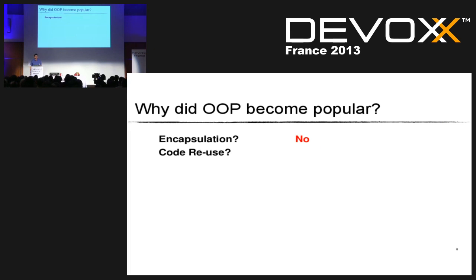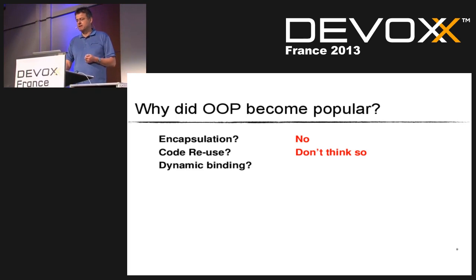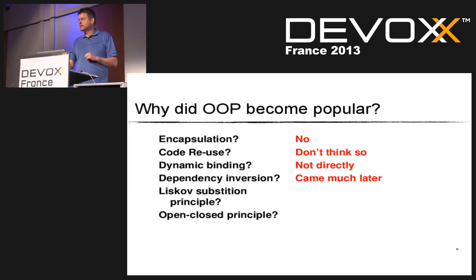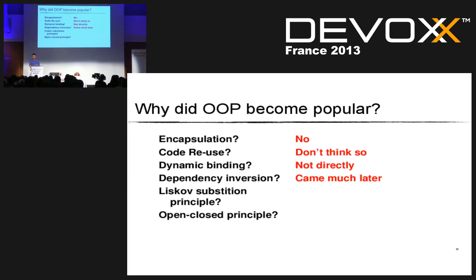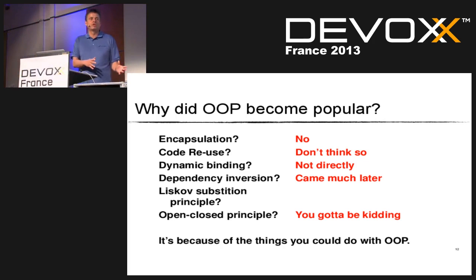Was it maybe because of encapsulation? No. Code reuse? Don't think so. Dynamic binding? Well, maybe indirectly, I'm going to get to that. Dependency inversion? Liskov substitution principle? Open-closed principle? No, you've got to be kidding. It's because of the things you could do with object-oriented programming. There were certain things you could do with OOP that you couldn't do with the previous approach of procedural programming.